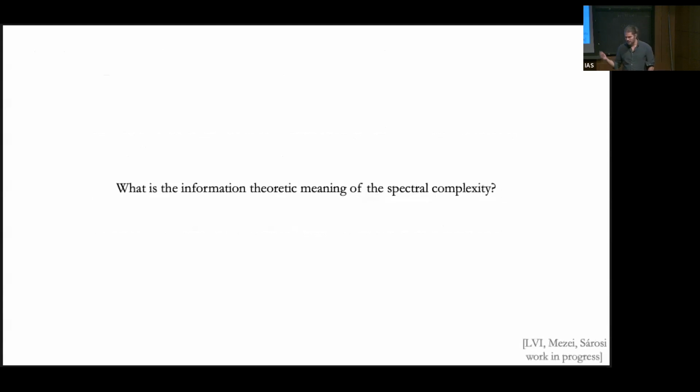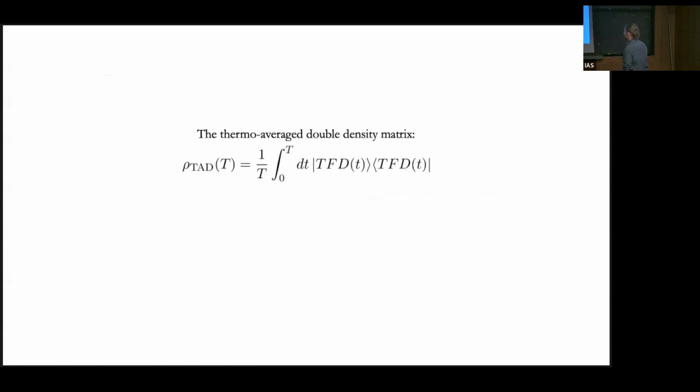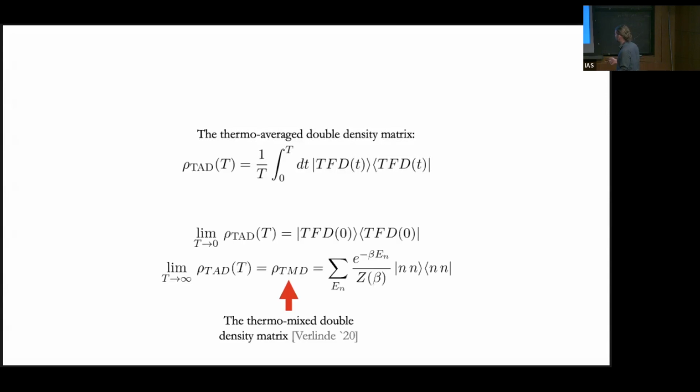So what is this? This is a meeting about quantum information. I should ask, what is the information theoretic meaning of the spectral complexity? In order to explain that, it's useful to define the following quantity. I'll define the thermal average double density matrix as an average over density matrices of pure states of thermal field doubles at different times, weighed in the same way at all times.